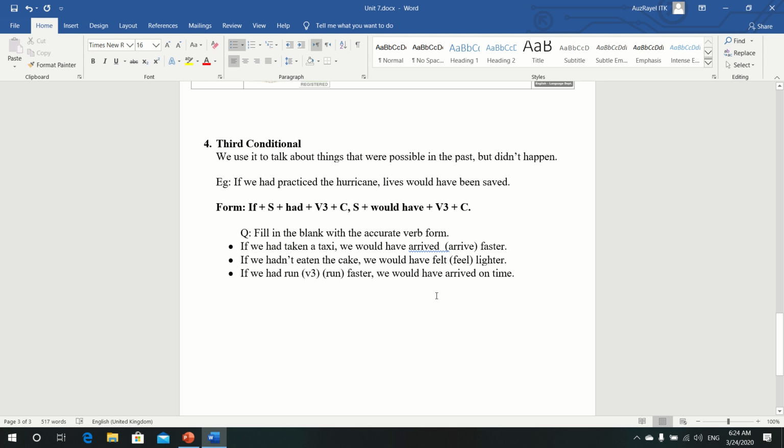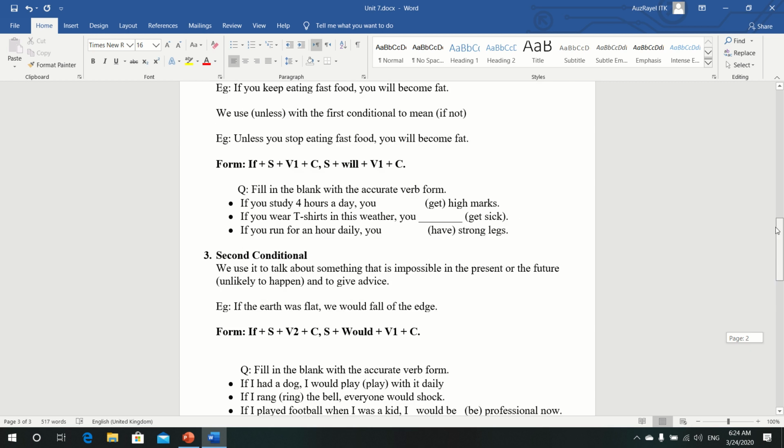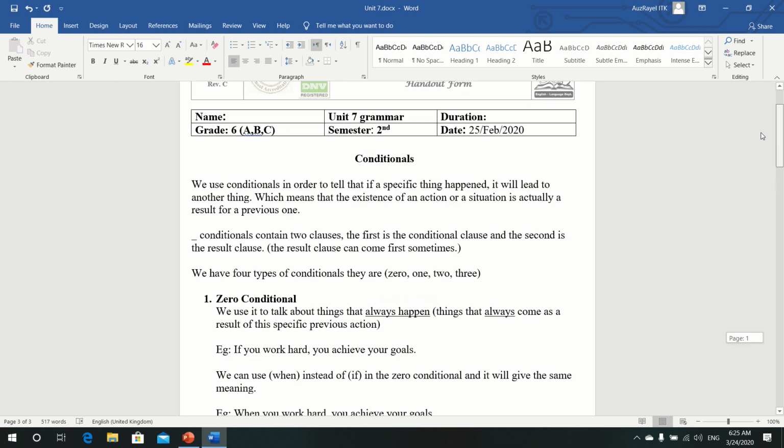So, did they arrive on time? No, they didn't. But did they run faster? No, they didn't run faster than they actually did. So it is impossible to fix the thing now. It's something that has happened and there is no hope in changing it. Okay, so that's all for the conditionals: zero conditional, first, second and third.